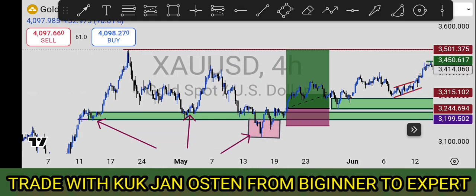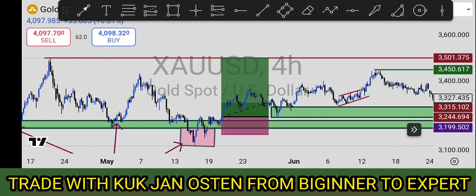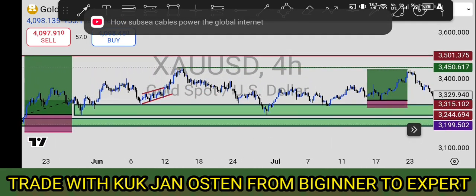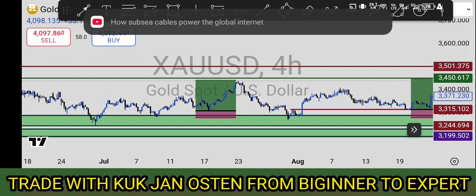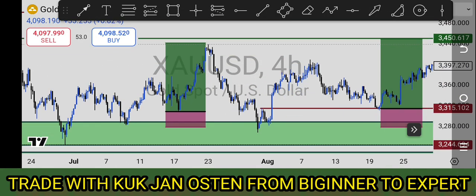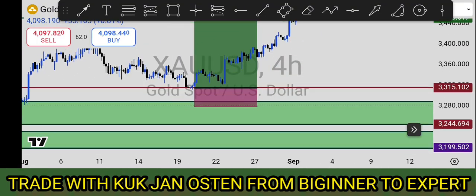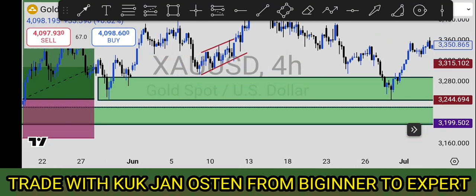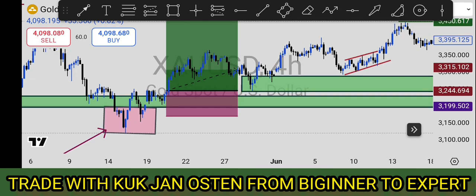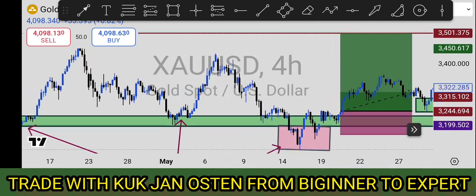So you will see that it took a long time for the market to react until that zone. You can see that it took a lot of time for the market to hit that zone here. So you can see it. Okay, so that was a strong zone. You can see it very clearly at this point.